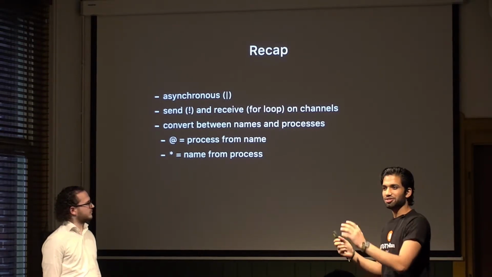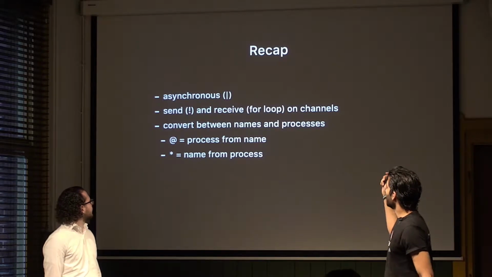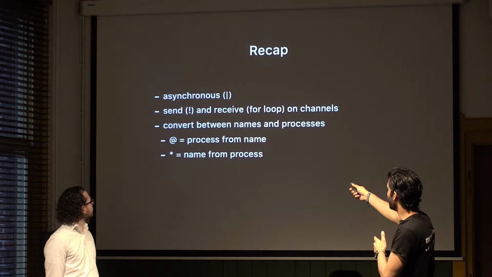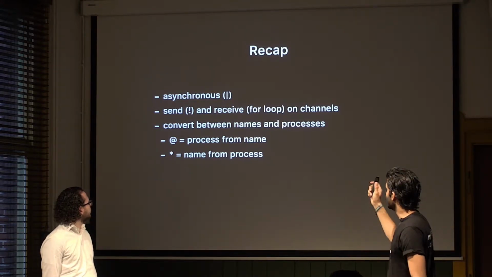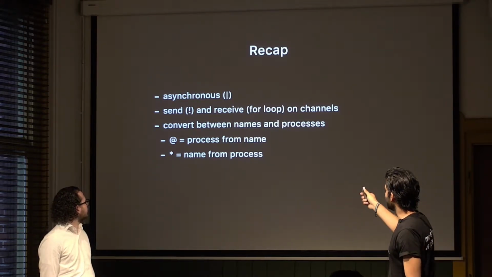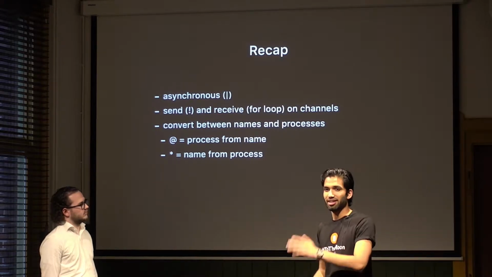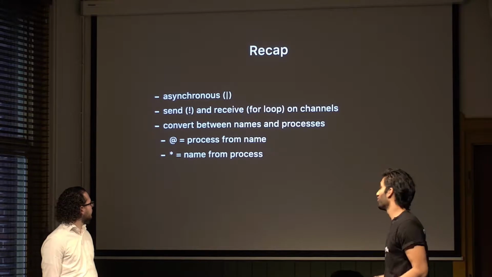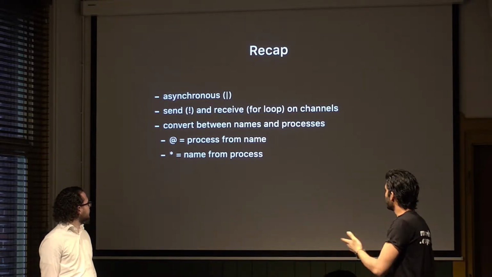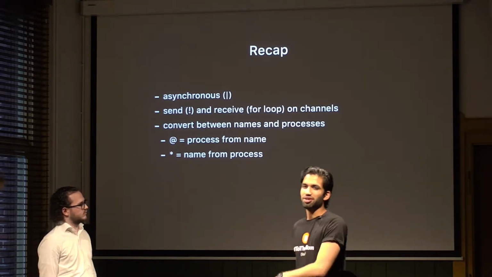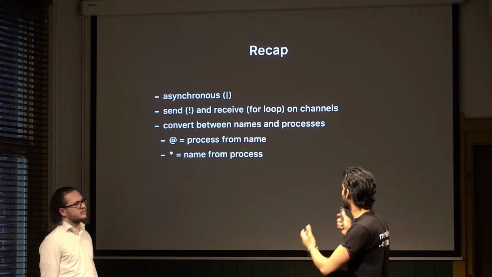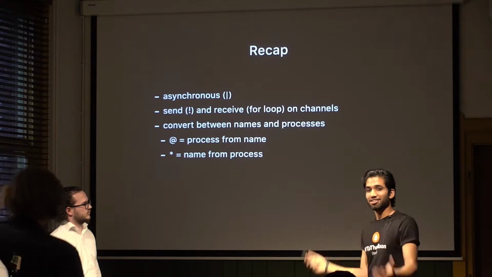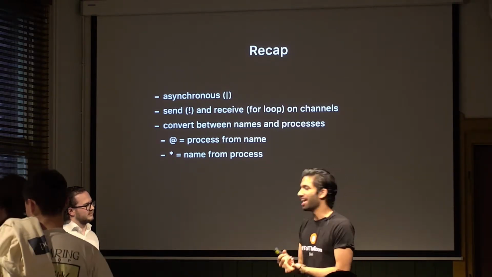Just to recap, Rholang is asynchronous and concurrent, and that's defined by the pipe symbol. You can send and receive on channels. Sending is defined by the exclamation point, and receiving is done with a for loop. You can convert between names and processes to use them as pointers or execute the process, and that's done with the @ symbol and the asterisk. So this is all you need to know for now.